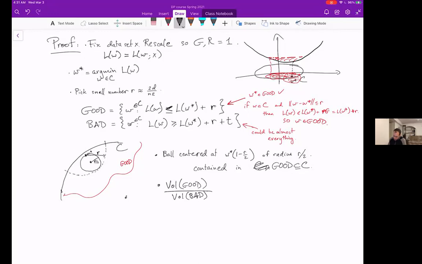We're looking at the ratio of the volume of good things to the volume of bad things. The volume of good things is at least the volume of a ball of radius r over 2. And the volume of the bad things is at most, well, everything. So it's at most the volume of a ball of radius r.